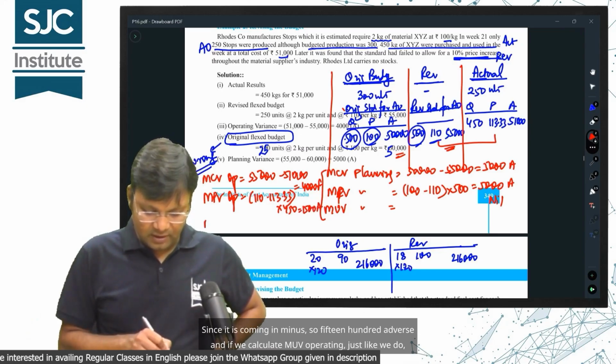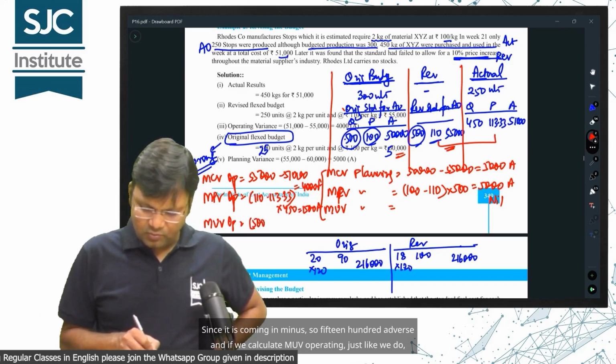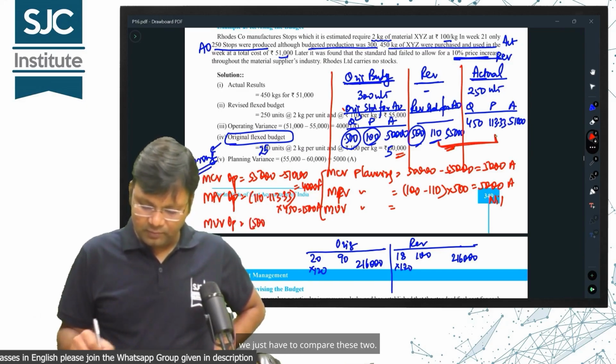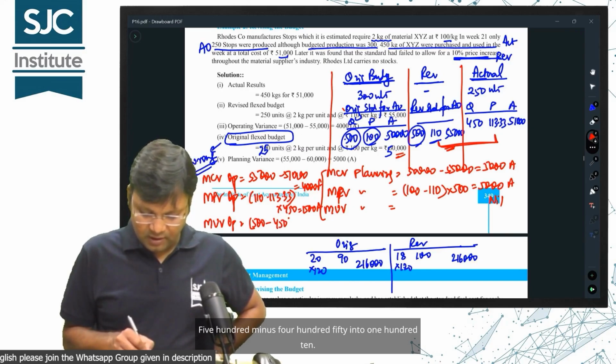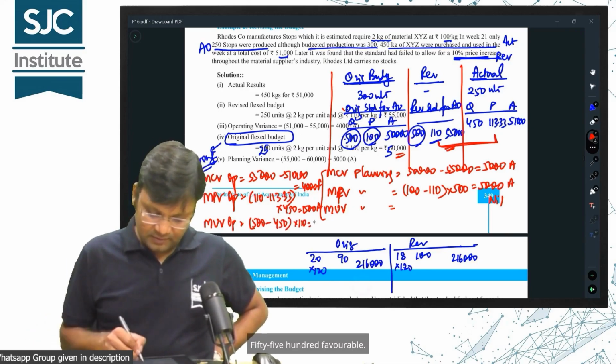Since it is coming in minus, so 1,500 adverse, and if we calculate MUV operating, just like we do, we just have to compare these two. 500 minus 450 into 110. So, how much is this coming to? 5,500 favorable.